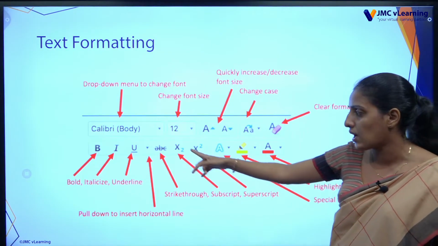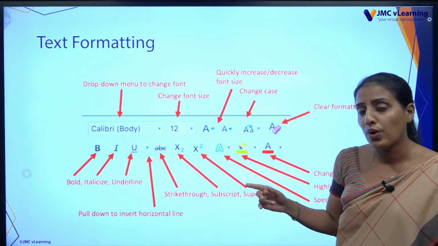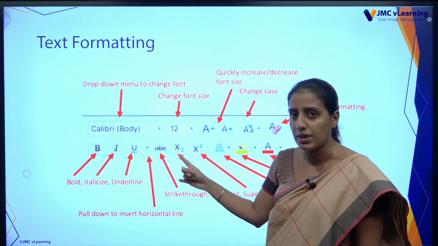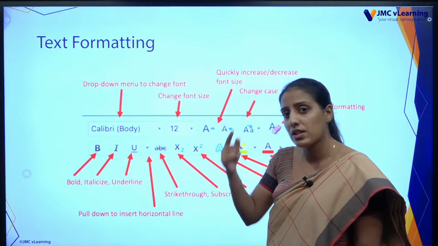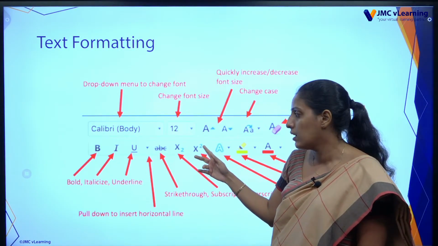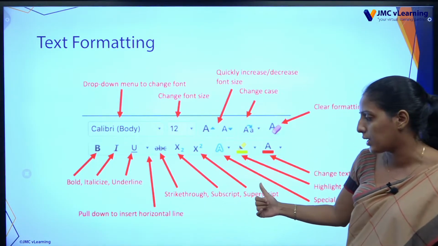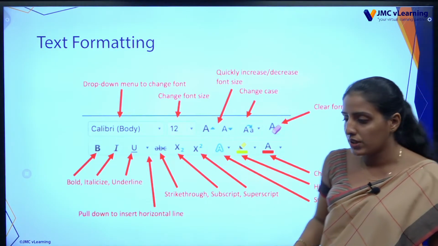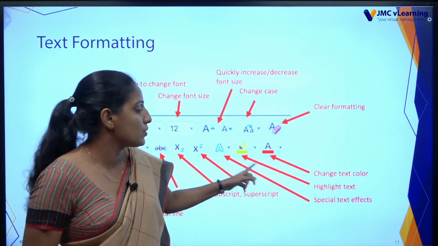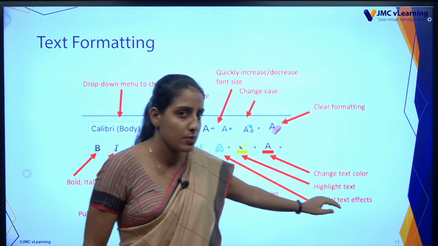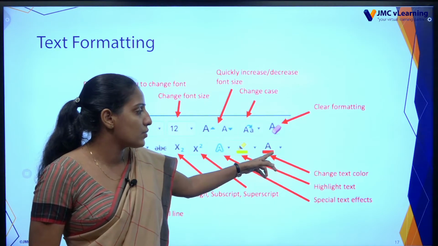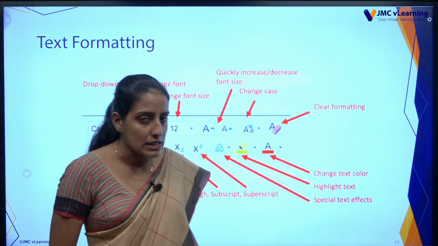This is used for subscript, just like when you want to write O2, H2O, likewise you can use subscript. Superscript means 2 to the power 3, 10 to the power 4, likewise powers can be done through superscript. This icon is used for special text effects. This is used to highlight the text, and this is used to change the text colors.